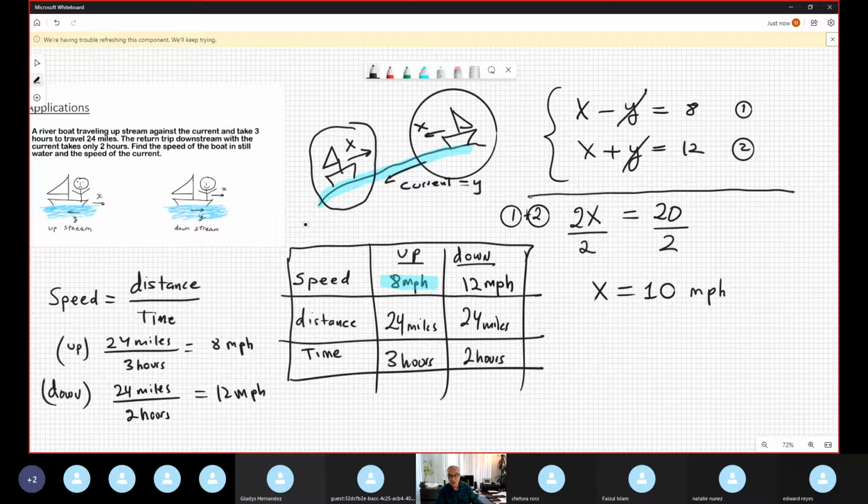And what about y? Well, you plug in 10 in either equation 1 or equation 2. I suppose that I select, I don't know why, equation 2. Oh, miles per hour. Yeah, miles per hour. We are talking about speed. This x and y, I supposed at the beginning, is a speed. Now, suppose I want to find the speed of the current. You select equation 2, maybe. 10 plus y equals 12. Therefore, y is equal to 12 minus 10, which is 2.